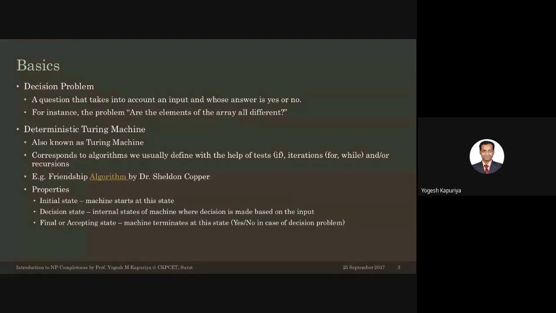For instance, let's say the problem statement is, are the elements of the array all different? So this is one kind of decision problem. What we are interested in is finding out whether all the elements of an array are different or not. So the answer is always binary. It returns either 1 or 0, that means either yes or no, or true or false. So that class of problem is called a decision problem. I hope you understood the scenario. Decision problems are those for which the input to the algorithm is a simple question, and the output of the algorithm is a simple answer, true or false.